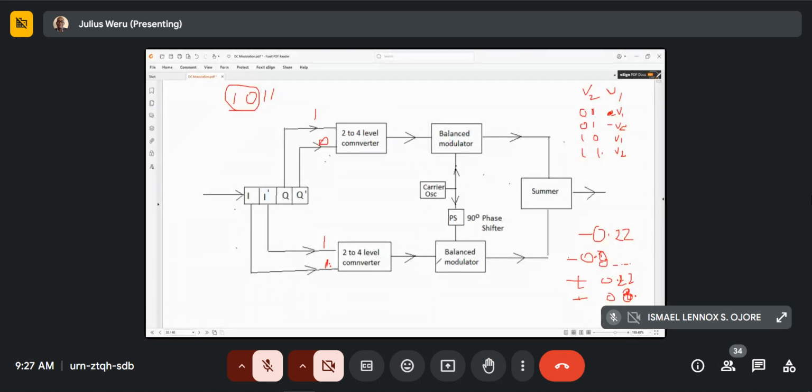So if you have got 4 levels here and 4 levels there, because these 4 levels are modulated with the 90 degrees phase shifted carrier, which is basically a sine. If this is a cosine, this is a sine. So you have 4 by 4. If you have 4 combined with 4, then you have 16 possible combinations. That's how you get the 16 different possible combinations. Then you have a summer, and that is the output. That's how the 16 QAM generates.